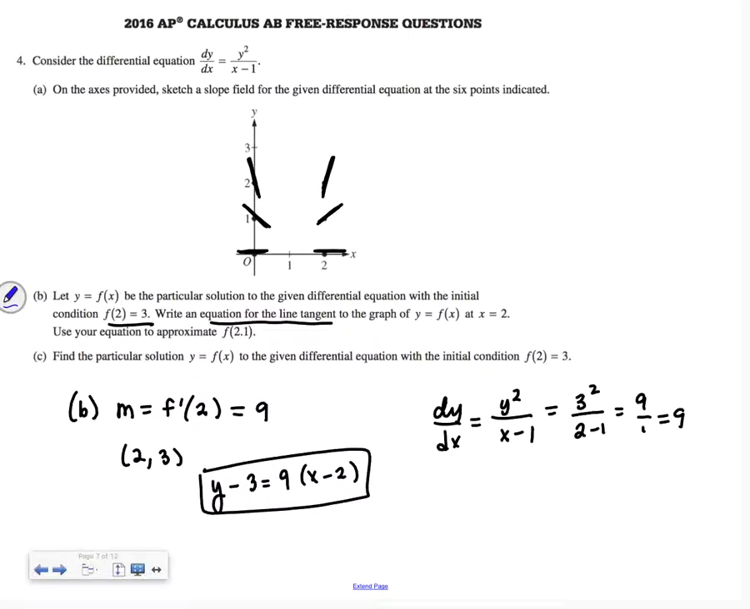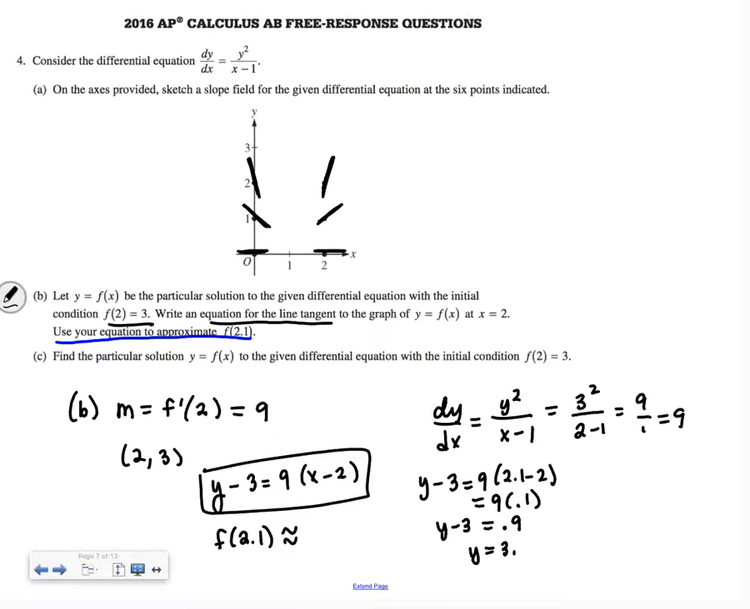Now notice there's a second part of the question. It says use the equation to approximate f of 2.1. So f of 2.1 would be plugging in 2.1 into this equation. So if I plug in 2.1, I get y minus 3 equals 9 times 2.1 minus 2. This is a non-calculator question, so it should be pretty easy to do without a calculator. So I get 0.9, and then I add the 3 over, so I get 3.9. So our approximation is 3.9.